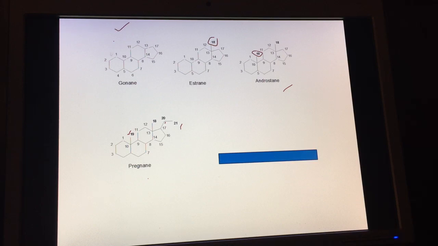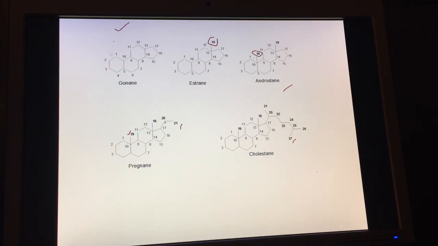Now this structure, which has 27 carbons, in addition to C18 and C19, proceeds further to C20, 21, 22, 23, 24, 25, and then 2 carbons attached at positions 26 and 27. So this is the name of cholesterol. This is the basic structure of cholesterol. So these are the 5 primary structures that form the basis of nomenclature of steroidal compounds.